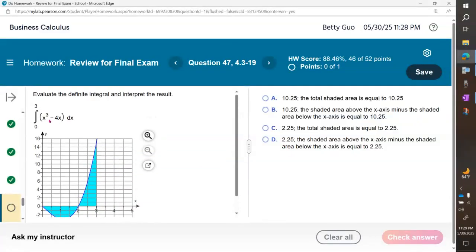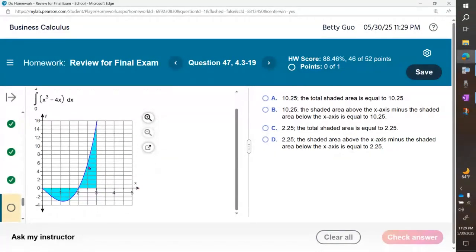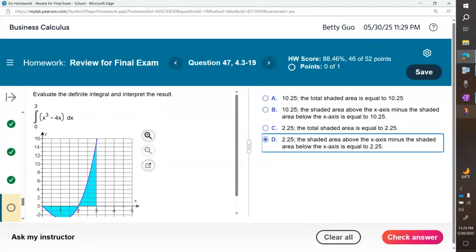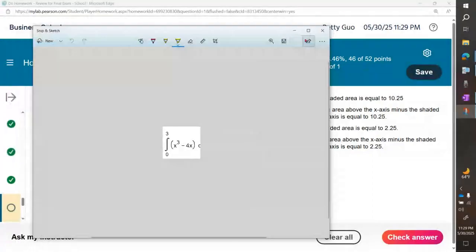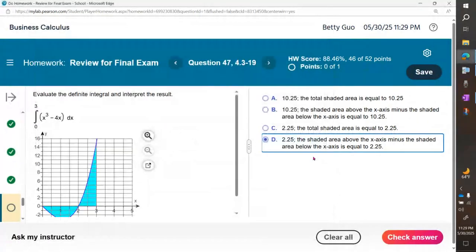Okay, it won't take too much time to evaluate the definite integral, right? But we can also look at the area. We can estimate the area is not going to be 10.25. It's going to be a smaller number than that. Of course, I would spend a little time to show you it is a smaller number than 10.